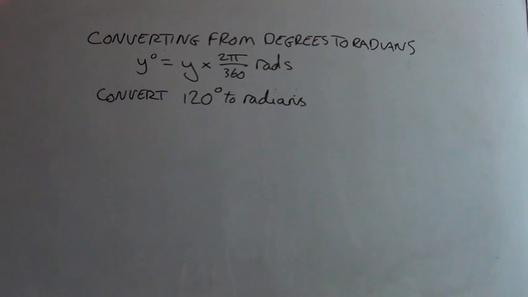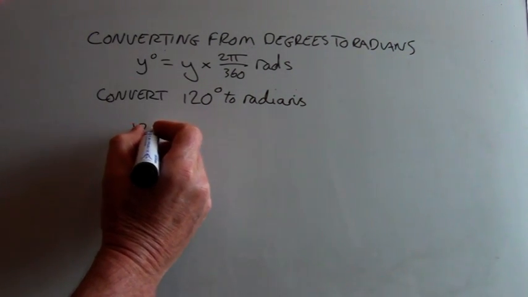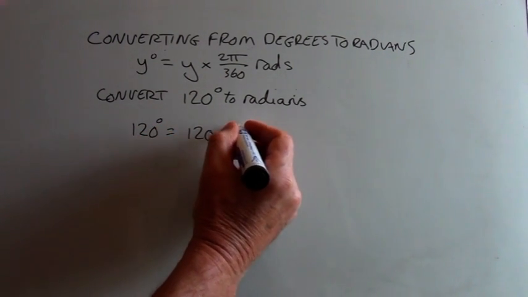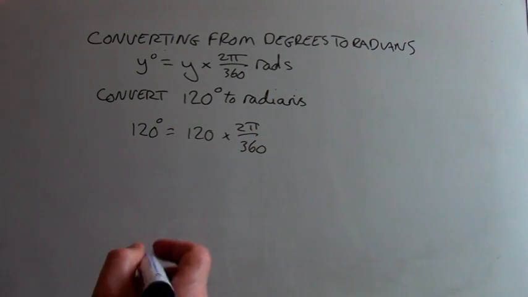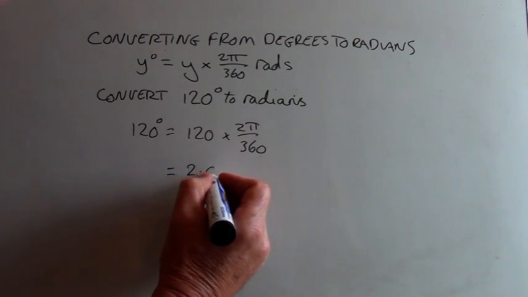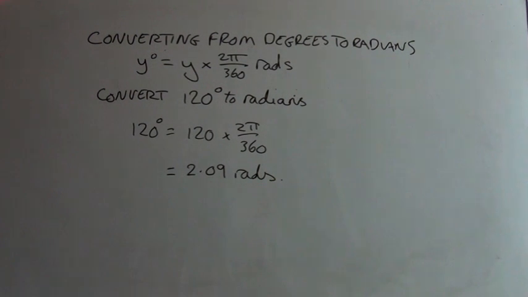Okay, so let's have a look at another example. In our second example, we want to convert 120 degrees to radians. So, using the formula, we've got 120 degrees equals 120 times 2 pi divided by 360. This equals 2.09 rads. Okay, so I hope you all got the same answers.